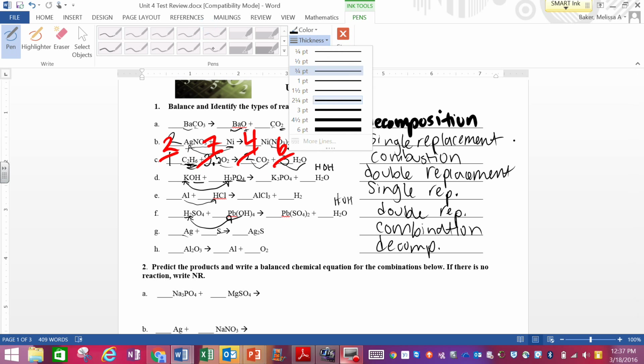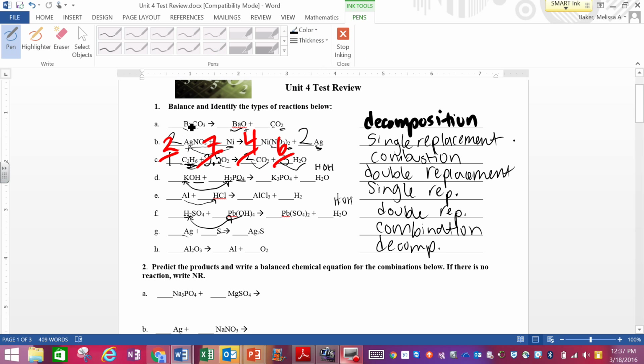All right, next one. Let's check it out. We've got K3PO4, okay, HOH. So let's start with the Ks. K3, 3 Ks. Now how many H's do we have total? We've got 3 here, plus another 3. That's 6 H's. So I'm going to need a 3 here. PO4 stays together, so that looks good. 3 O's on the right, 3 O's on the left in this KOH, so now we're balanced.